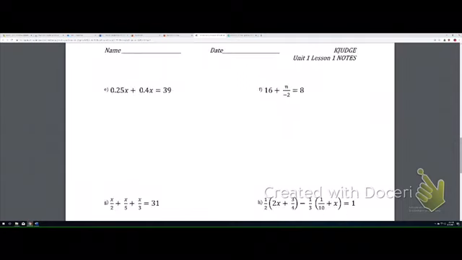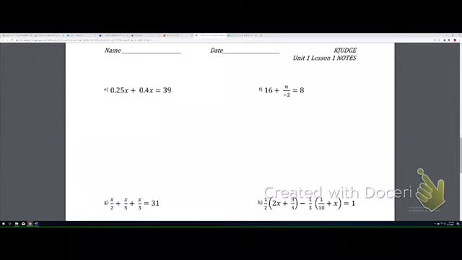Okay, we're going to move on to E. So for E, we notice that we have decimals, which means that we're going to have to multiply each side of the equation by a multiple of 10. So how we're going to do that is we're going to take the entire equation.